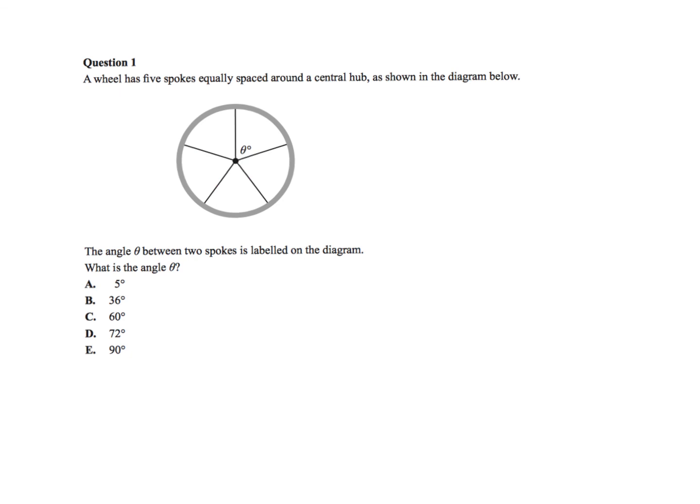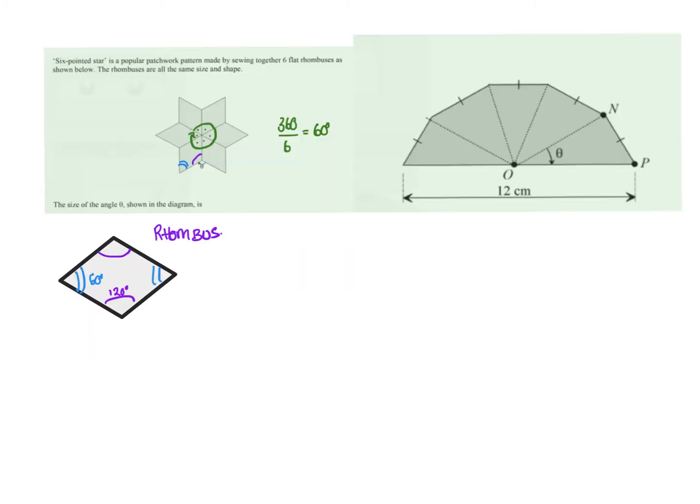All right, this one was actually taken from an exam, but you can see it's exam 1, question 1, so it'll be very easy. It says a wheel has 5 spokes equally spaced around a central hub, as shown in the diagram. What is the angle between the 2 spokes labeled on the diagram? So you've got 1, 2, 3, 4, 5, and you've got 360 there. So 360 divided by 5 would give us the angle, so we get 72. Okay, really easy.